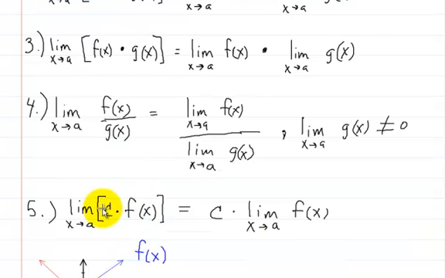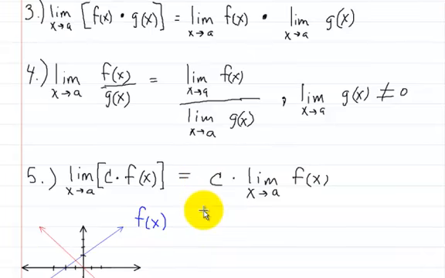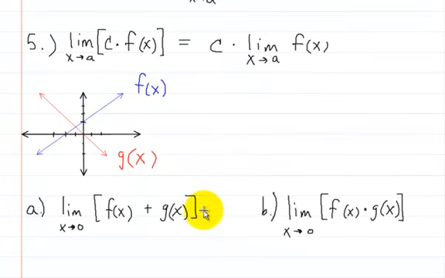And then you have another law which deals with constants. If you're taking the limit of some constant times some function as x approaches a, what you could do is just take the constant out, and then take the limit of f of x and multiply it by the constant. So let's get a little bit of experience with these. Let's do a couple problems.